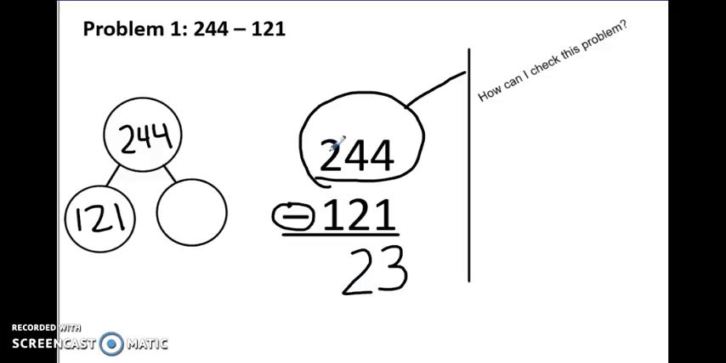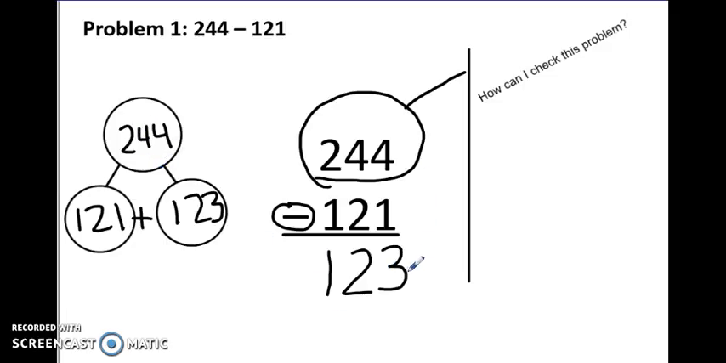And then, last I do my hundreds. Here I have 2 minus 1. 2 is bigger than 1, so again I can just subtract. 2 minus 1 is 1. In this problem, I did not have to regroup because all my top numbers were bigger than my bottom numbers. So my missing number is 123. If I wanted to check my answer, I can take my two parts, add them together, and I should come up with my whole.